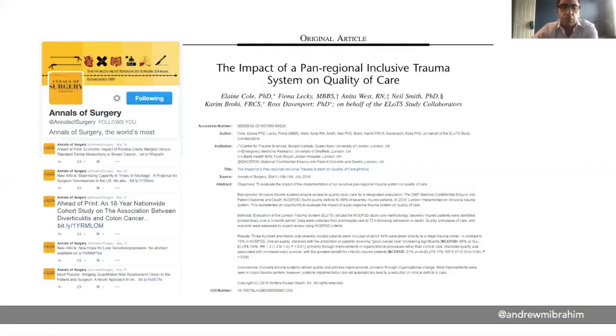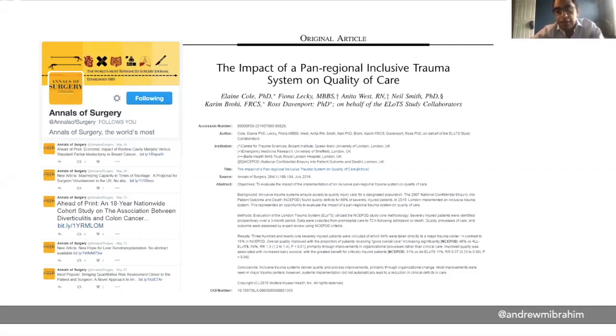And then fast forward to 3 years ago, I'm in my research time as a research resident. I've taken over the social media account at the Annals of Surgery. And this paper gets published about the impact of creating an inclusive regional trauma system in London, who prior to this did not have a way to coordinate trauma across the city. And the paper was incredible. It essentially described that there were improved processes of care, increased ability to get to the right hospital, and improved clinical outcomes.